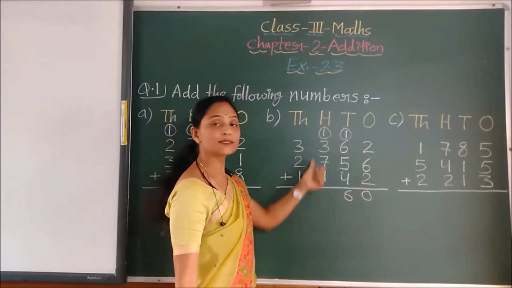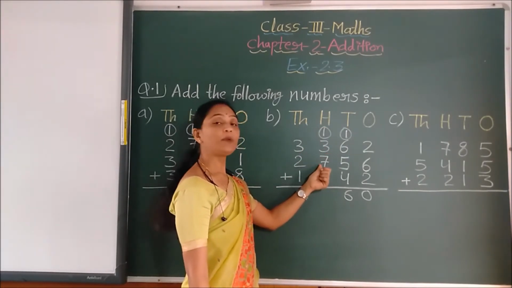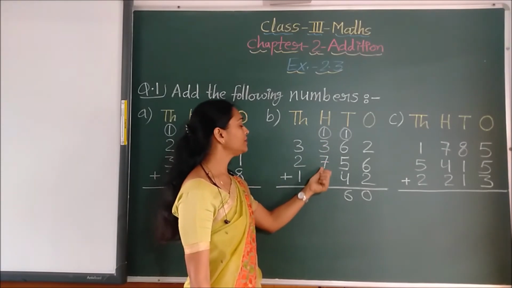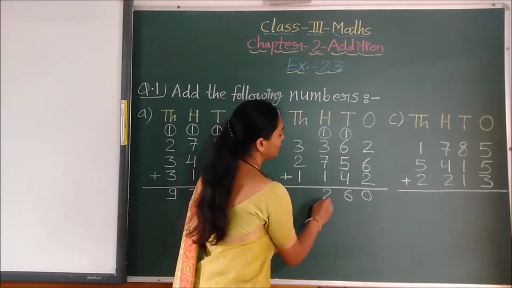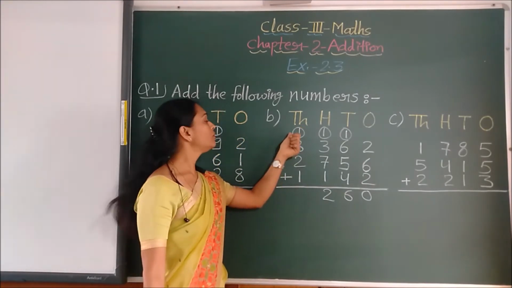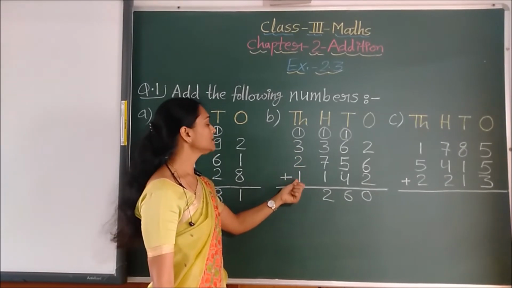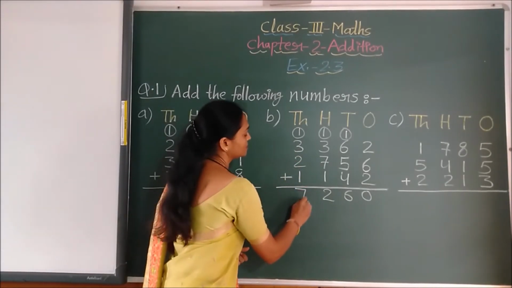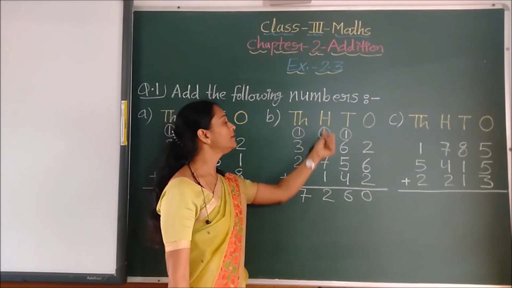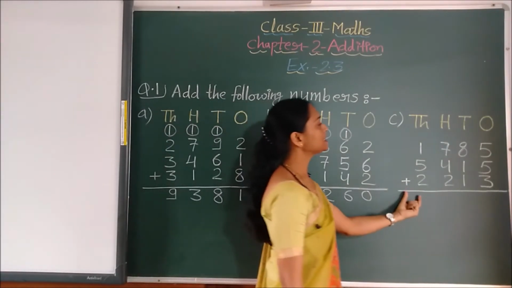Now we have to add this one. 1 plus 3, 4. 4 plus 7, 11, and 11 plus 1, 12. So we got here 2 and again we got 1 carry over here. Now 1 plus 3, 4. 4 plus 2, 6, and 6 plus 1, 7. So we got here this number, 7,260. Now we will see this third one.